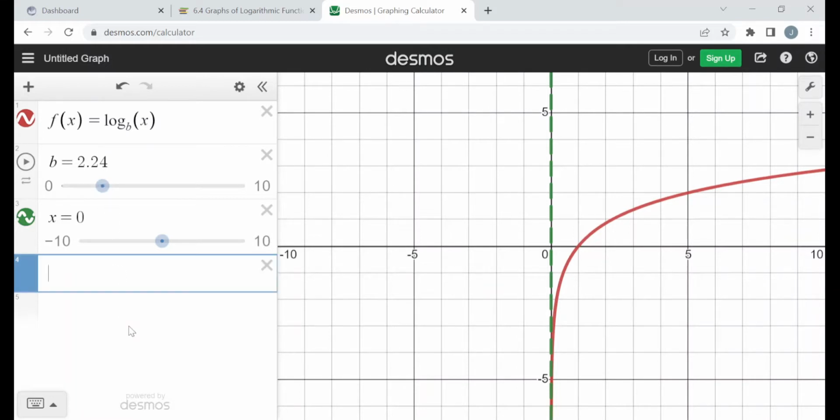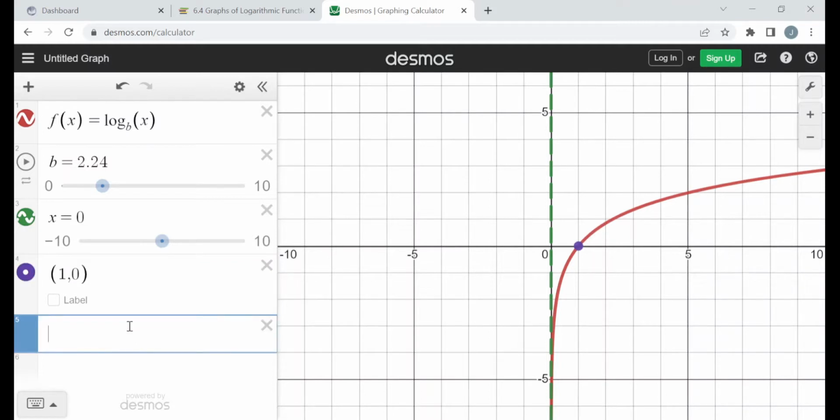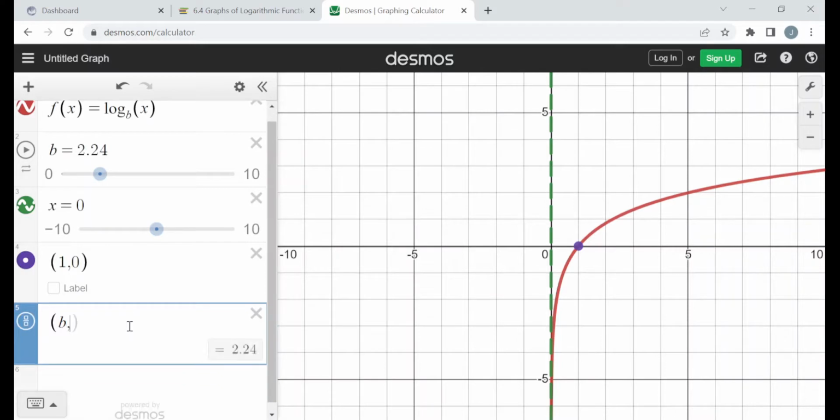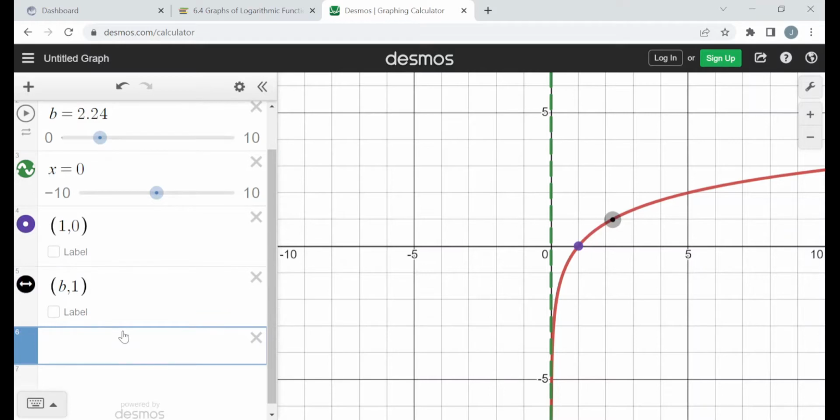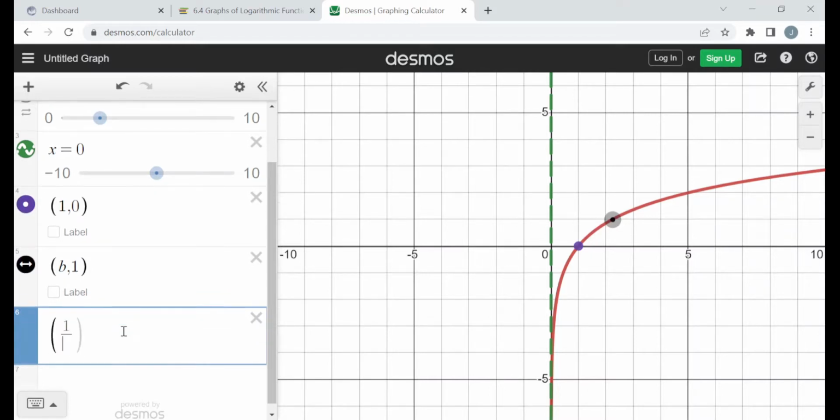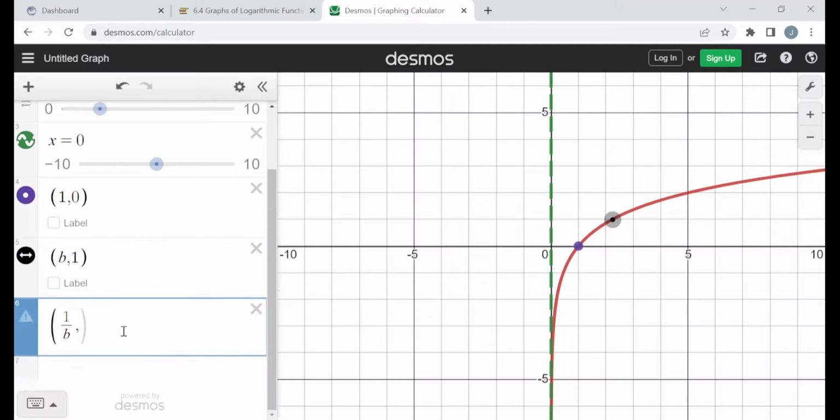And some key points on these graphs. The point (1, 0) is going to be on all of them, all the basic ones, that purple point that just showed up. But so will the point (b, 1). So you plug in whatever the value of b is, the output is 1, since b to the 1 is b. And then another key point would be (1/b, -1). If you plug that in, the output is always going to be negative 1, since b to the negative first is 1 over b.